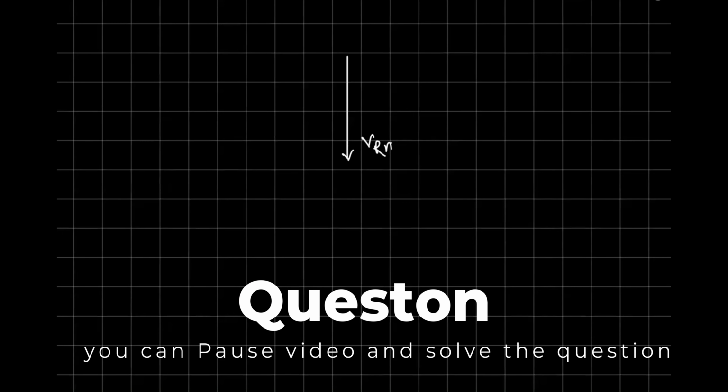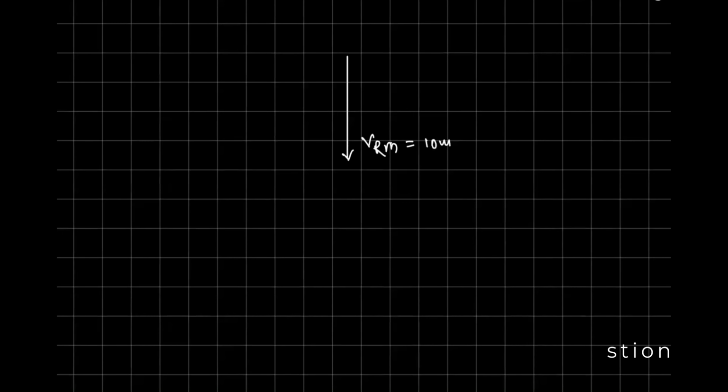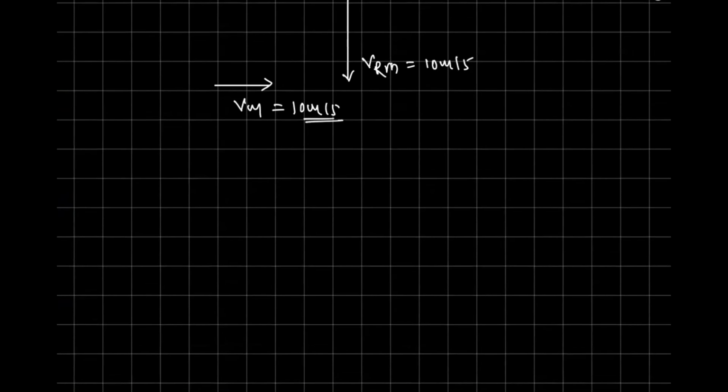This is the velocity of rain with respect to man. It is given to you as 10 meters per second. And this is the velocity of man, and it is given to you as 10 meters per second. They have asked you what is the velocity of rain. So we'll make a diagram.